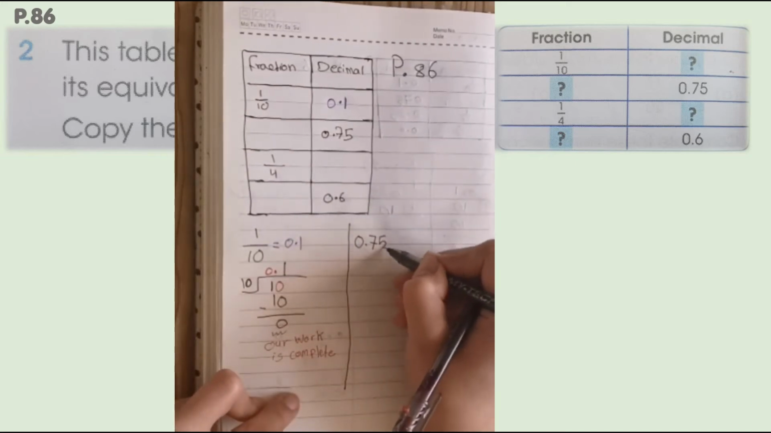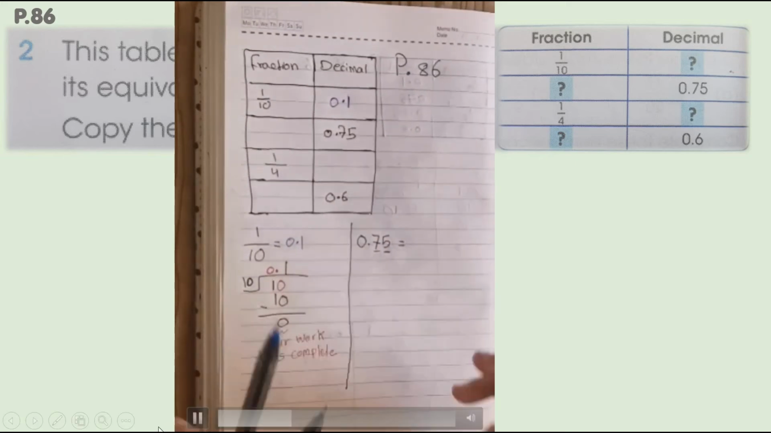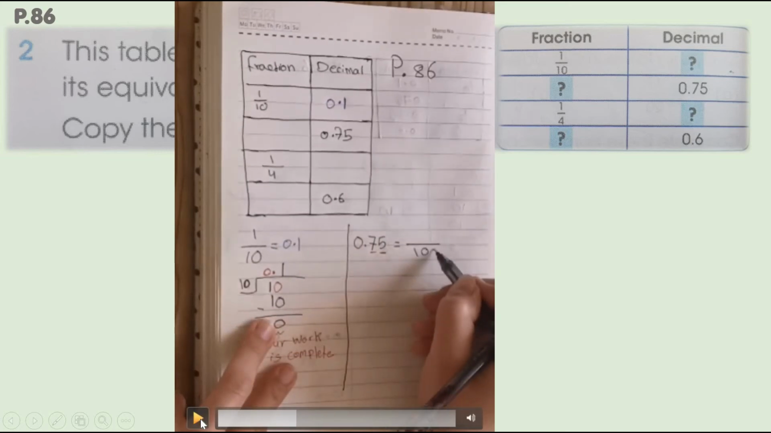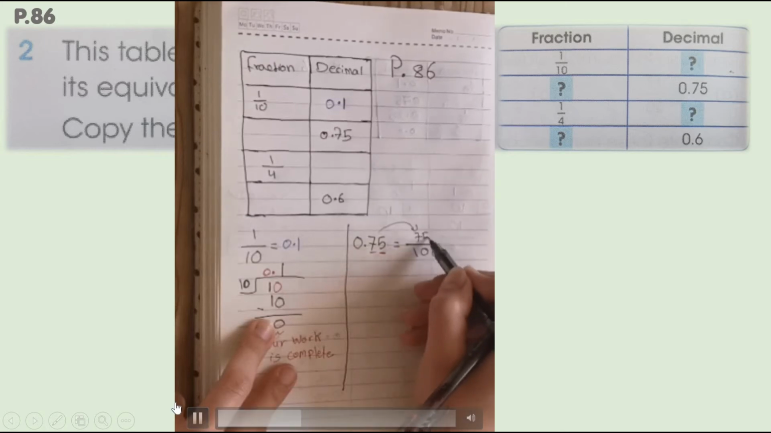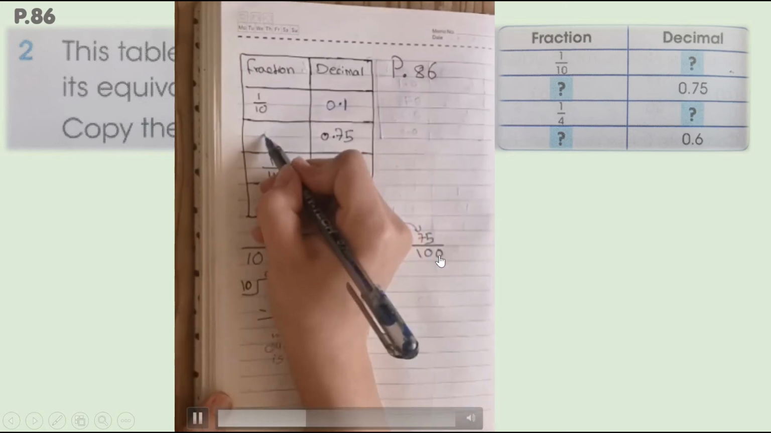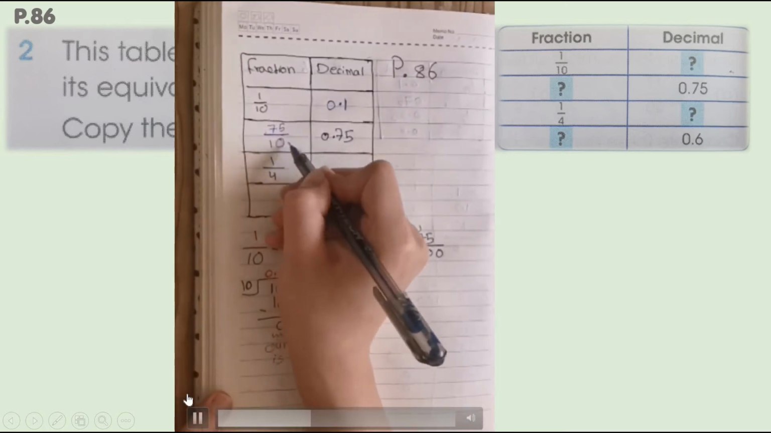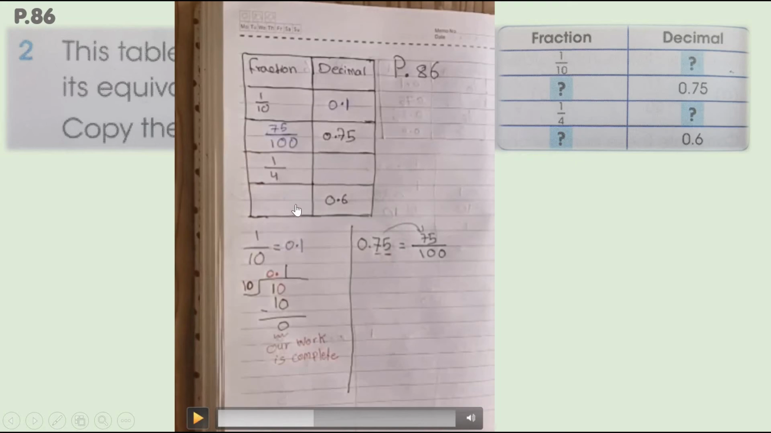Then we have 0.75. Because in 0.75 we have two place values here, tenths and hundredths, obviously the denominator is 100 because we have two places. And we immediately put the 75 over the 100. That's how we found the equivalent fraction for 0.75. Now we have 1 out of 4.